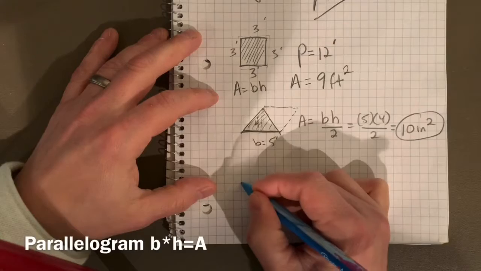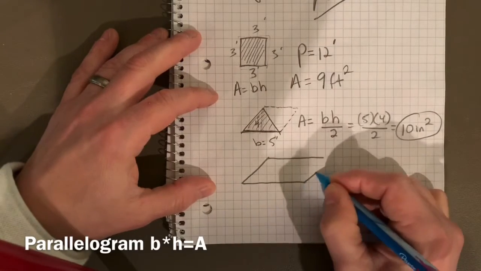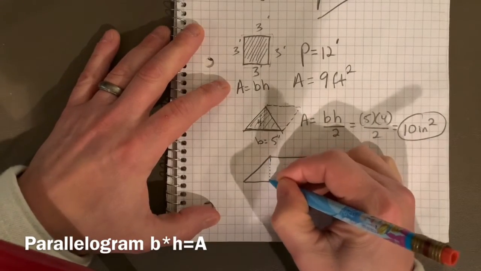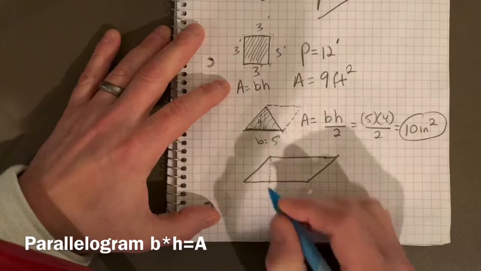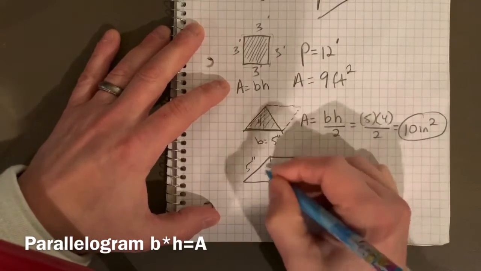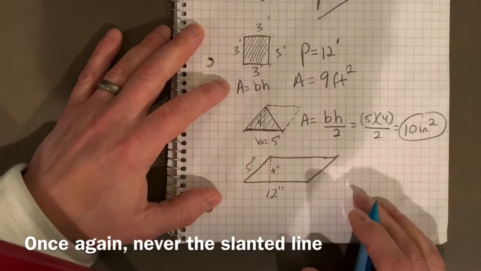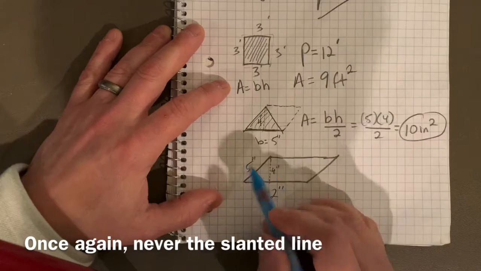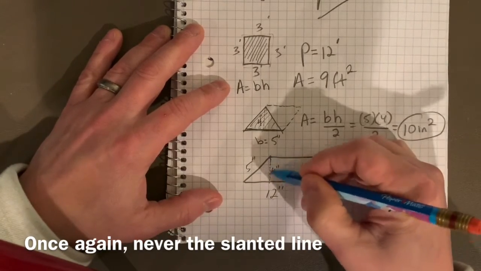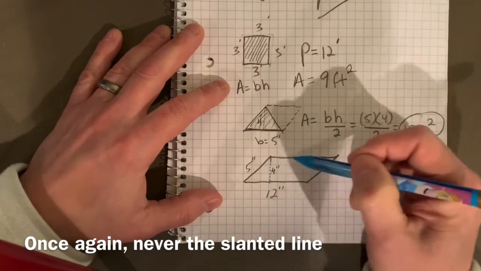Parallelogram, something like this. Okay, you're going to go ahead and get, once again, the height. This is what you're looking at, not this. If this was like 5 inches and this was 4 inches and this was like 12 inches, you don't do 12 times 5 to get the area of the shape. You do 12 times 4 because this is the height. It's the shortest distance from the base to the top, okay?